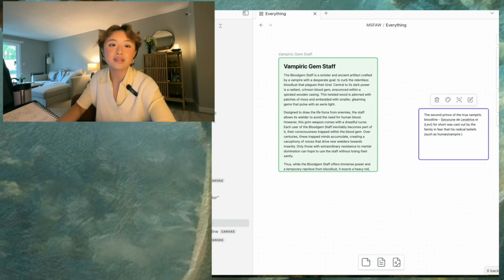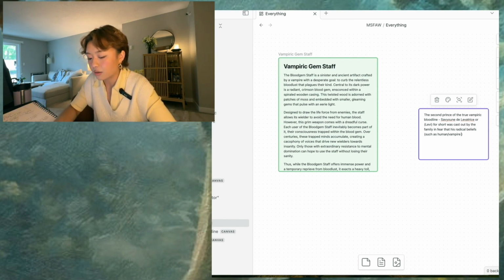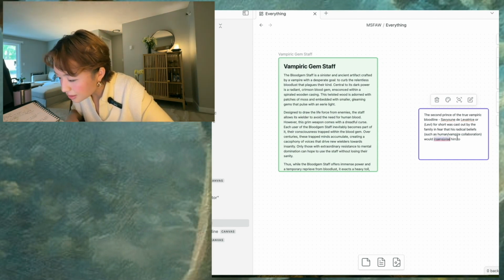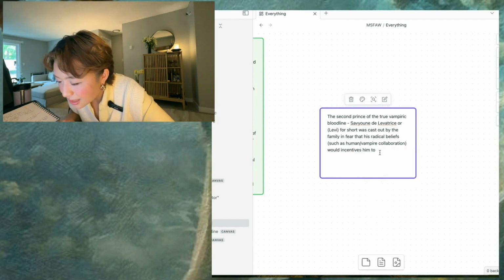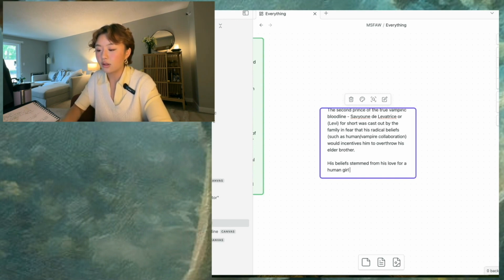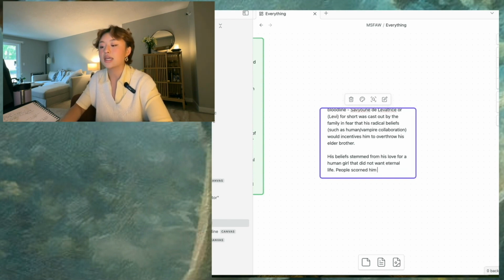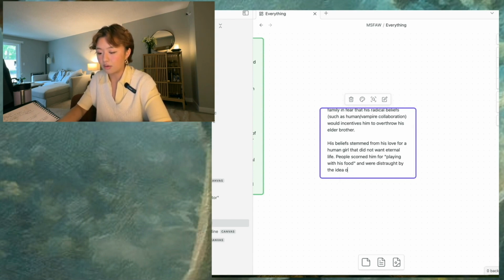All vampires coexist with humans in some way, shape, or form. They need the humans at this moment of time. They need them as a source of food, such as, let's just say collaboration, would incentivize him to, seriously, incentivize him, it's still wrong, is incentivize even a word? Anyways, incentivize him to overthrow his elder brother. His beliefs stemmed from his love for a human girl that did not want eternal life, scorned him for playing with his food, and was distraught by the idea of his relationship.